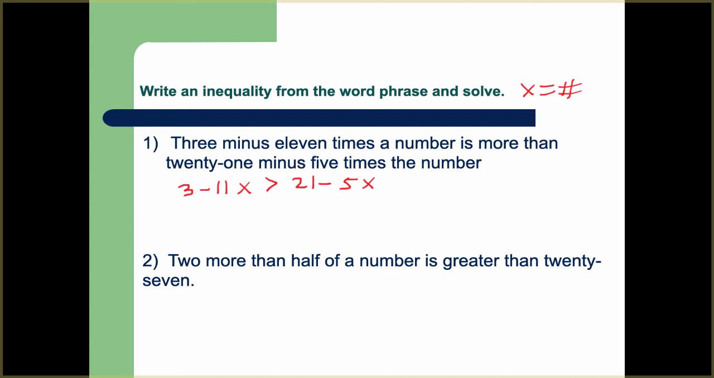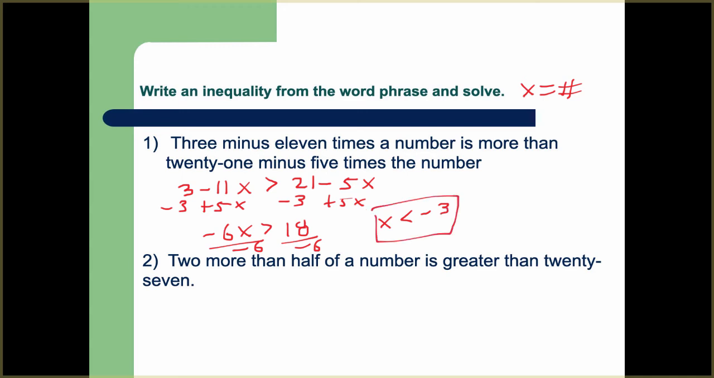I am going to get my x's to the left. I am going to get my constants on the right. And then we get negative 6x is greater than 18. Divide by negative 6. And again, we're dividing by a negative number, so our inequality has to switch or flip. And we get x is less than negative 3.